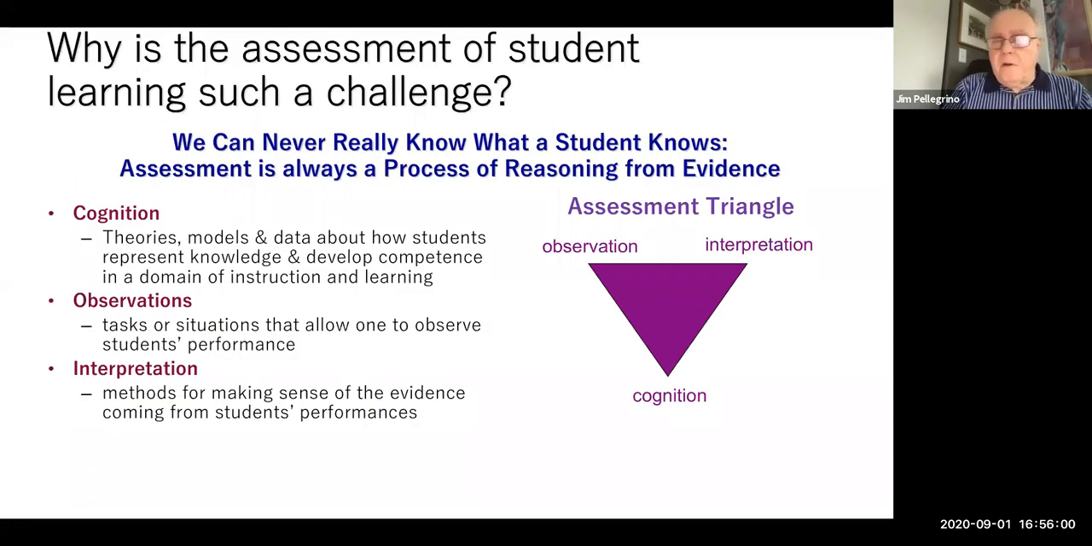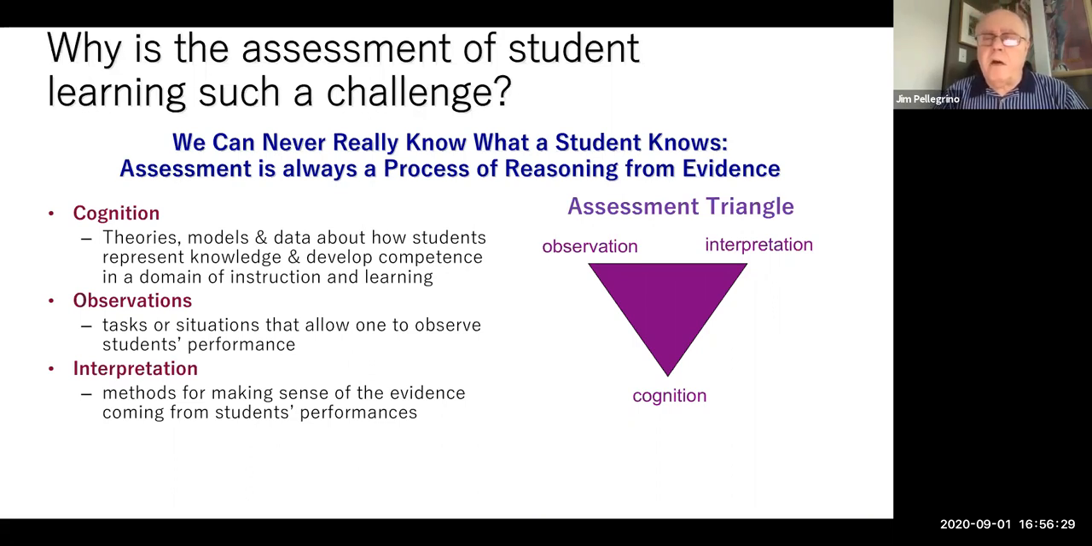But oftentimes it's the case that individuals are not happy with the assessments that we have. And it's a reflection of the fact that assessment of student learning is really a challenge. And one question is, why is assessment such a challenge? Why is it often controversial? And the answer can really be found in one fundamental premise. You can never really know what a student knows.